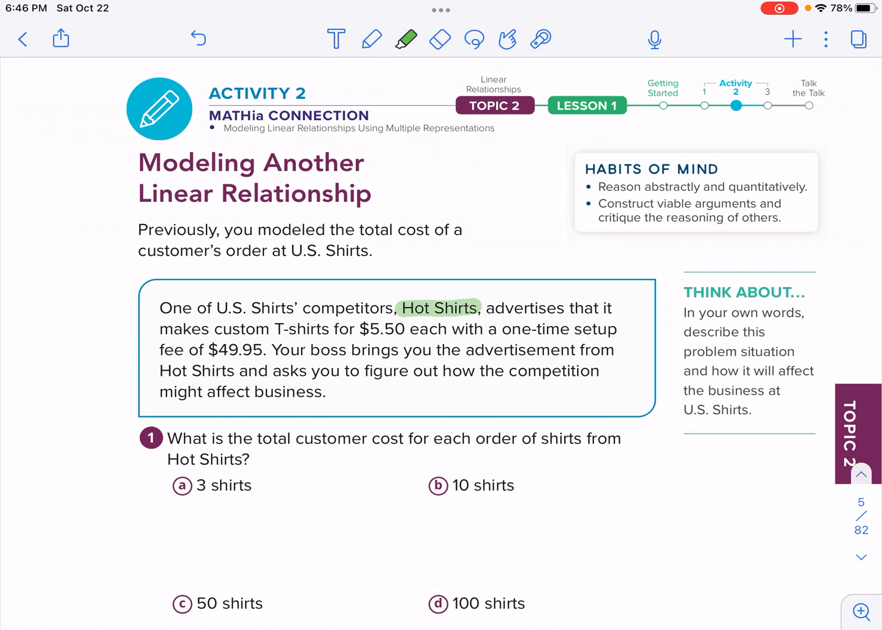Your boss brings you the advertisement from Hot Shirts and asks you to figure out how the competition might affect business. It's going to hurt our business. So here, let's highlight. It makes t-shirts for $5.50 each, and we have a one-time setup fee of close to $50, $49.95.